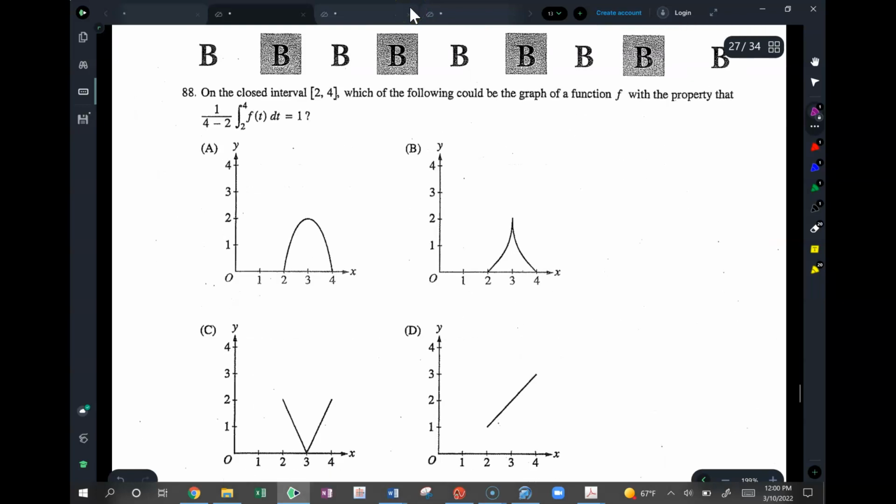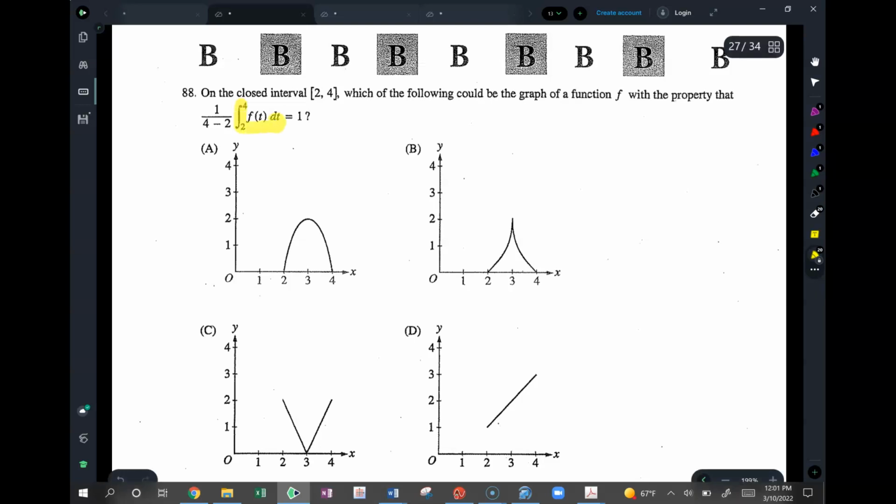88. Okay, 88 was on one of your practice tests. Yes, it was. So take a look at what this is asking you for. On this closed interval, which of the following could be the graph of a function f with the property that this integral is equal to 1? Okay, so what the heck is this?